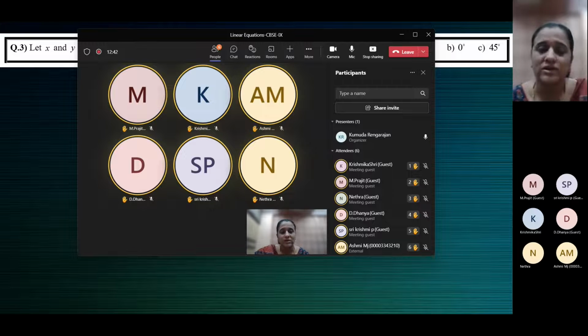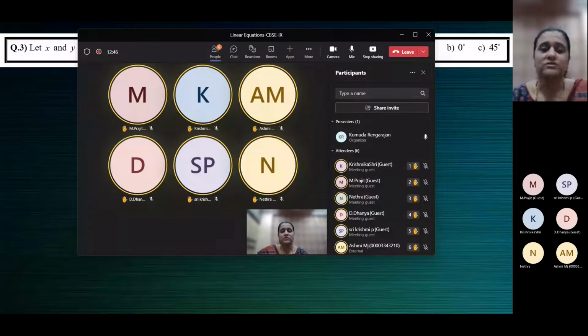I'll be really happy if you can, after the class, take pictures of your work and share it on WhatsApp with me. All of you. Krishmi, Kashri, Prajit, Netra, Danya, Krishmi and Srijana.